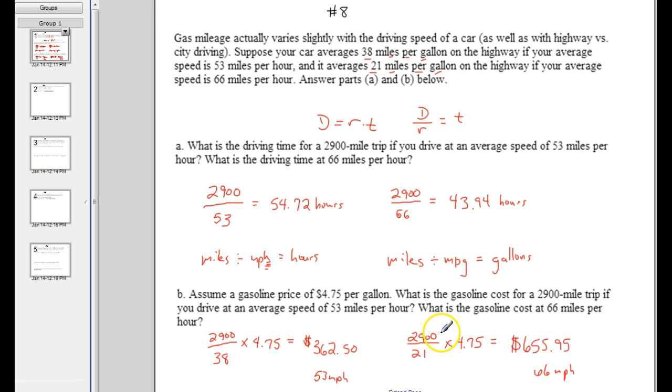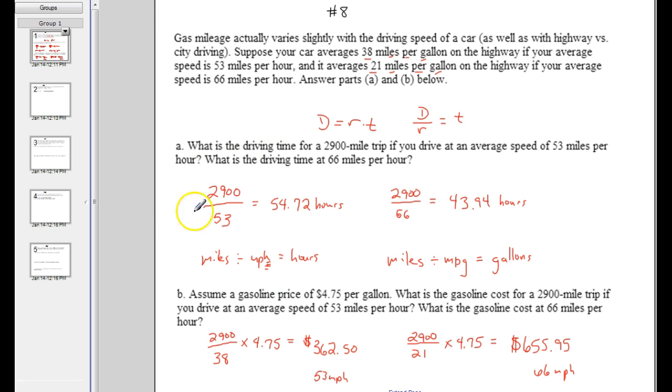So this is what people think about when they go fast: I'm saving a lot of time. But what people don't think about is that I may spend more money. Now this is a drastic difference. It's probably not necessarily going to be that much of a difference, but there is a money cost that you have to consider when you go faster in an automobile.